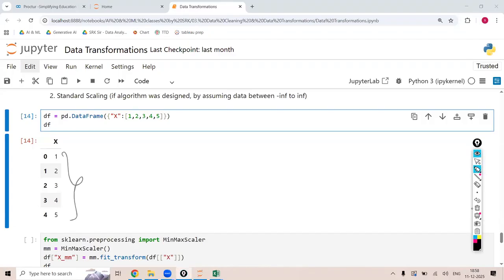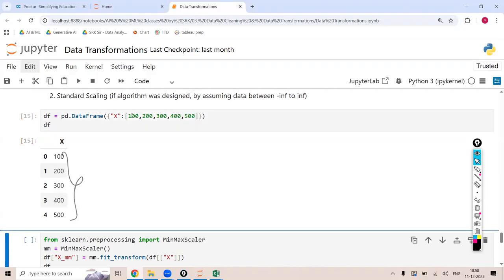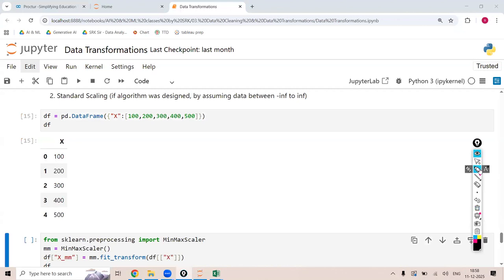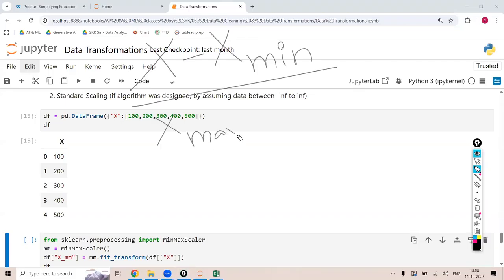For example, instead of this number, if I take numbers like 200, 200, 300, 400, and 500, whatever numbers you have, every number will be brought between 0 and 1 only. So what is the formula behind the min-max scalar? Right, everyone? X minus X min divided by X max minus X min.